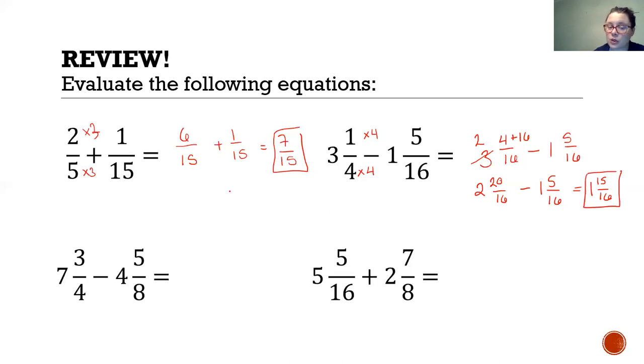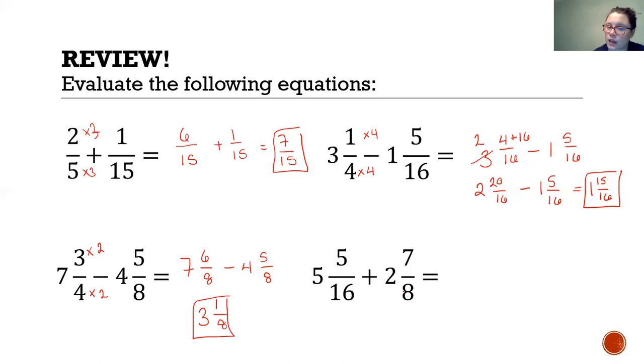Next, we have 7 3/4 minus 4 5/8. Again, we only have to change one fraction. 4 times 2 gives me 8, so we'll multiply both by 2. So we have 7 6/8 minus 4 5/8. Nice, easy one. 6 is larger than 5, so we don't have to borrow. 7 minus 4 is 3. 6 minus 5 is 1/8.